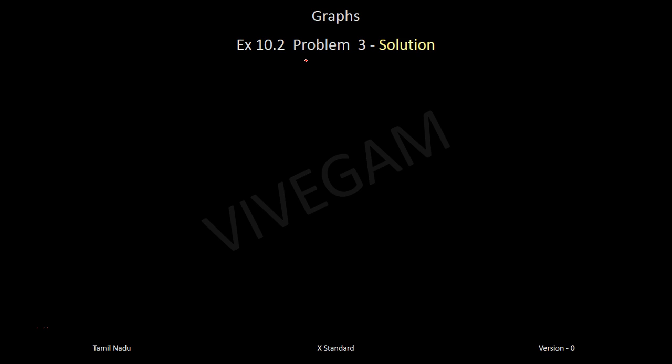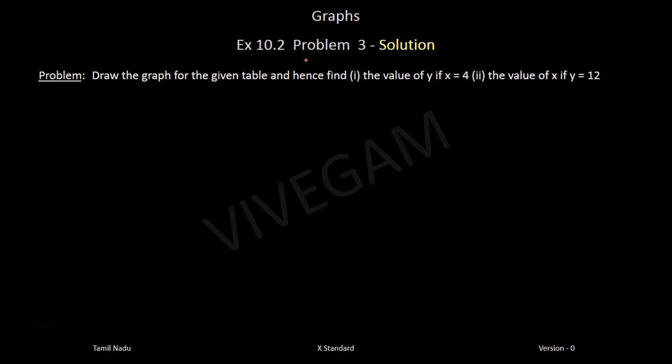Exercise 10.2 Problem 3 Solution. Draw the graph for the given table and hence find the value of y if x equal to 4 and value of x when y equal to 12.